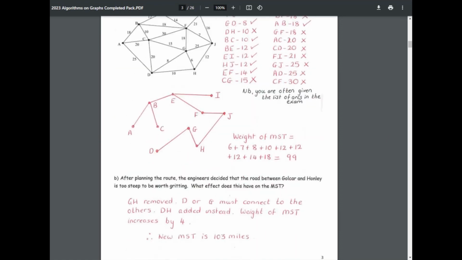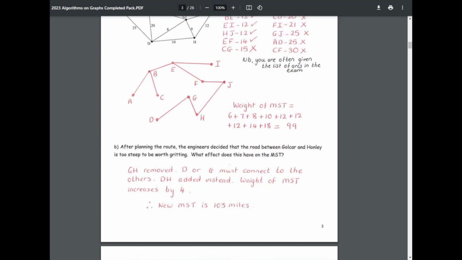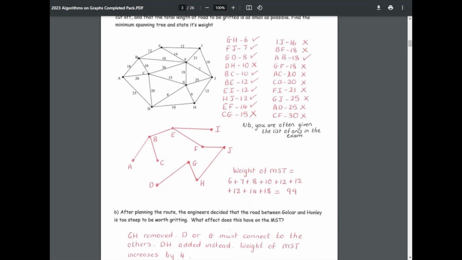Then for part B, it says the road between Golfer and Palmer, so G and H, they've decided to be too steep to work with. So if you took out G to H, you're taking out this arc of length 6. D and G wouldn't be connected up to the main spanning tree, so you need another way of connecting those up. If you have a look down your list, then if you took out G to H, which is the first one, you would then be okay to add on D to H down here. So that would be what you'd replace it with.